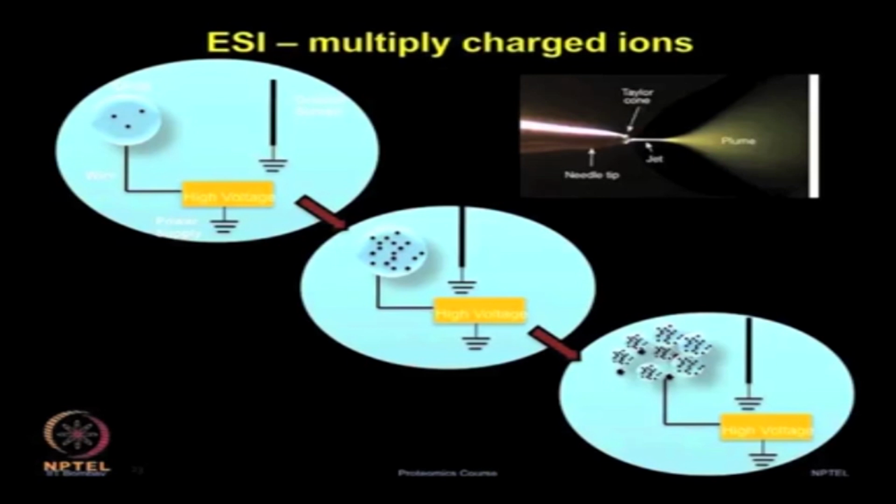The top panel is showing the Taylor cone generation, and in the center it is shown that production of multiple charged ions. Usually it is coupled to the MS via real time liquid separation.